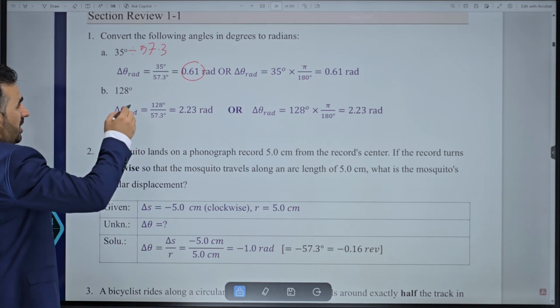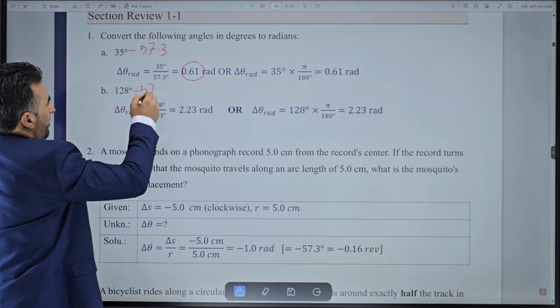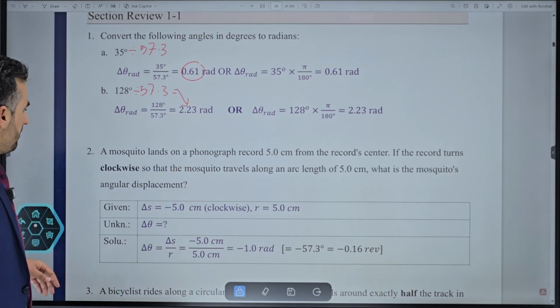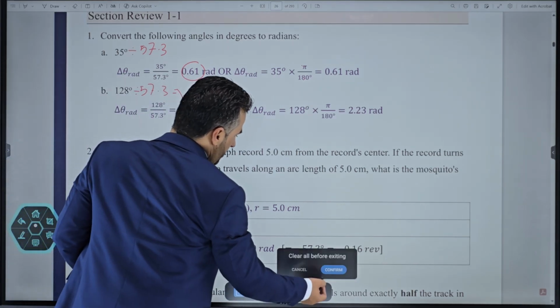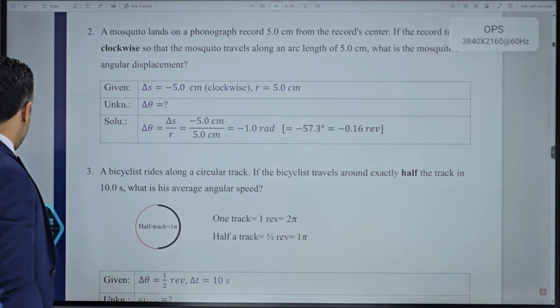What about the next one? You do exactly the same. 128 divided by 57.3, you'll get the answer in radians, and that's it. All right, what about this question here? We've solved questions like this, but I'll still give you the idea of how you can solve this one.